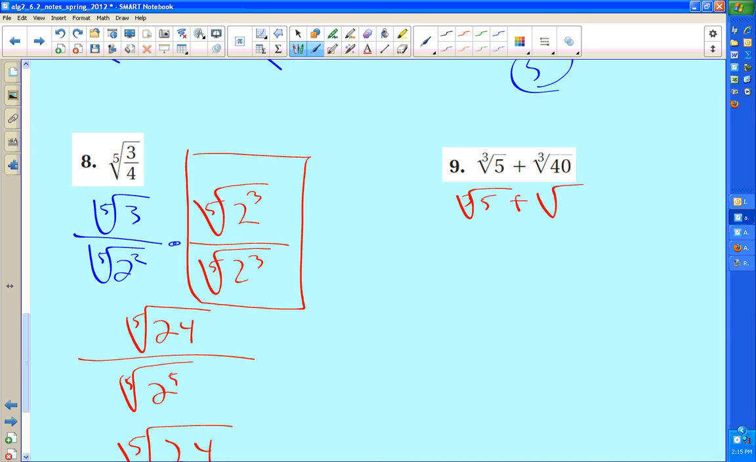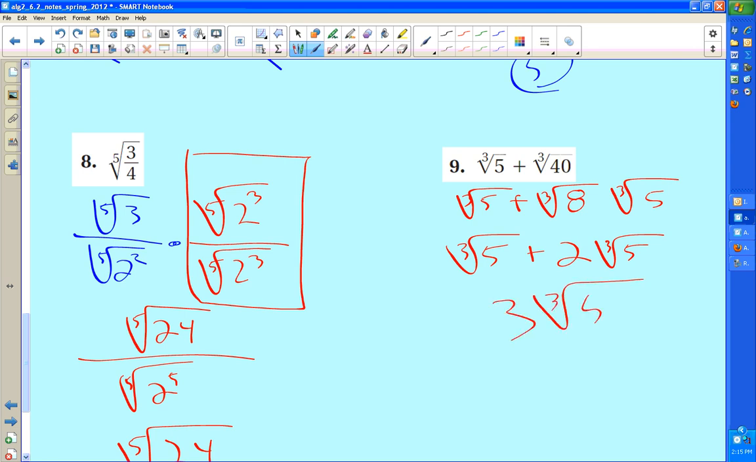The cube root of 40, what's the good guy? 4 is not a good guy. We're doing cube roots. 9 is not a good guy. 8. And bad guy? 5. 9 doesn't go into 40 anyway, just for the record. And the cube root of 8 is? 2. The cube root of 5 plus 2 cube roots of 5 is? 3 cube roots of 5. Can you believe it?